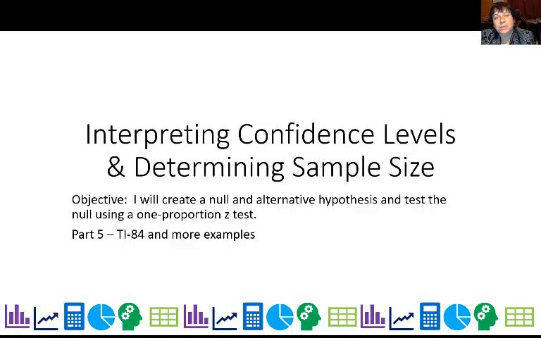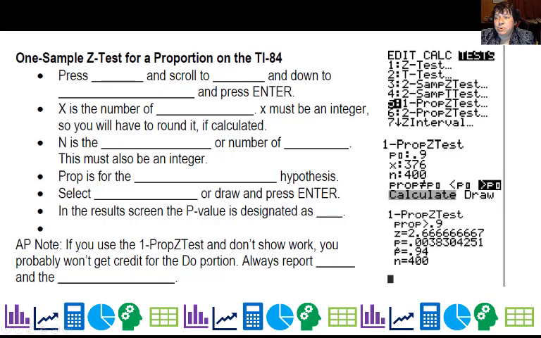Well, as always, there is a calculator shortcut for running a one proportion Z test. And I'm also going to do two more examples with it. So to do the one sample Z test for a proportion on the TI-84, you're going to press Stat, scroll over to Test. All right, there's Test. And down to 5, 1-PropZTest, and press Enter.